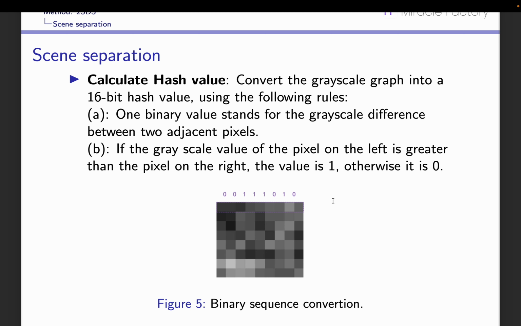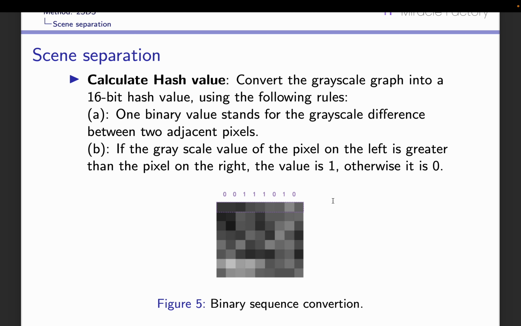So this is a binary sequence. And how do we determine this binary sequence? It uses rule B. If the grayscale value of the pixel on the left is greater than the pixel on the right, the value is 1, otherwise it is 0.